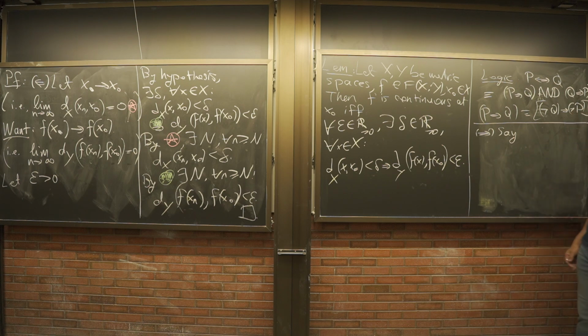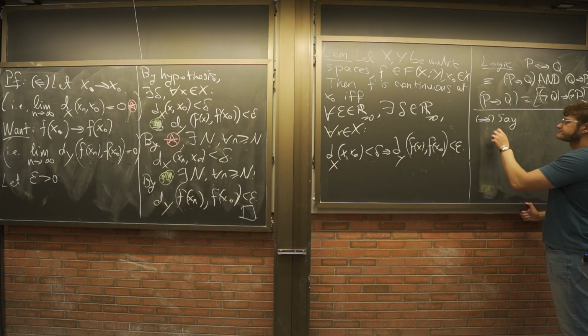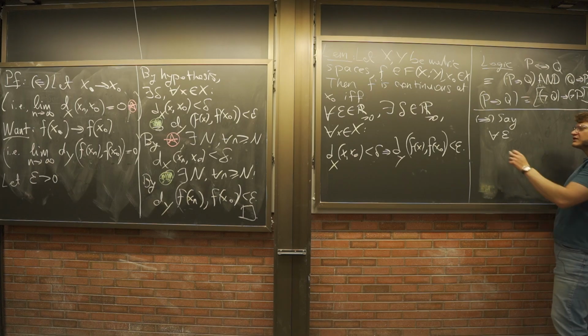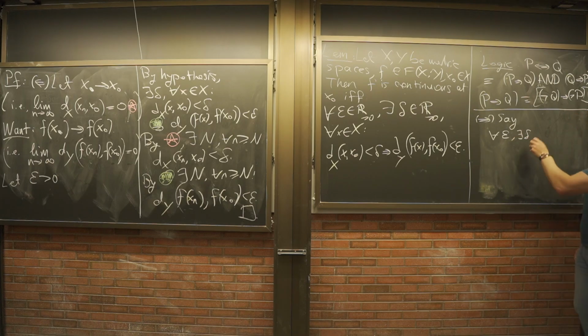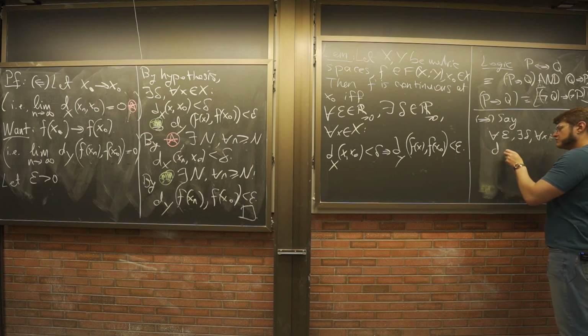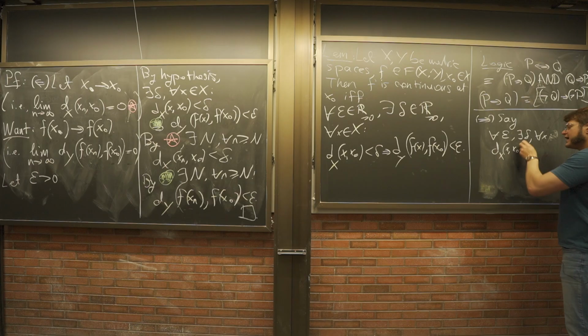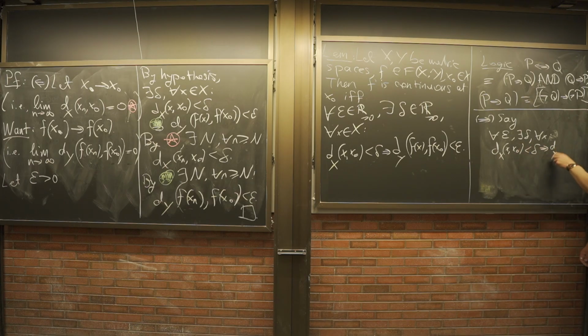Say the opposite of this guy. So what I'm going to do is write the statement and negate it. Let's do this once. Going forward, I'm not going to keep writing this. For any epsilon, there's a delta, such that for any x, if x is within a delta of x0, then f of x is within epsilon of f of x0. So this is the statement I'm trying to negate.